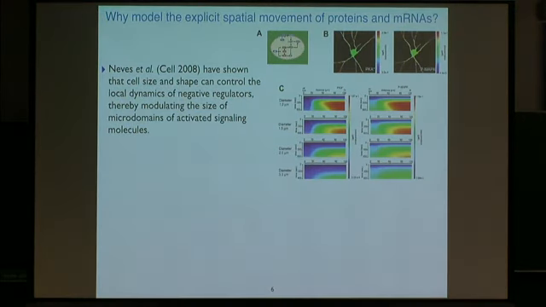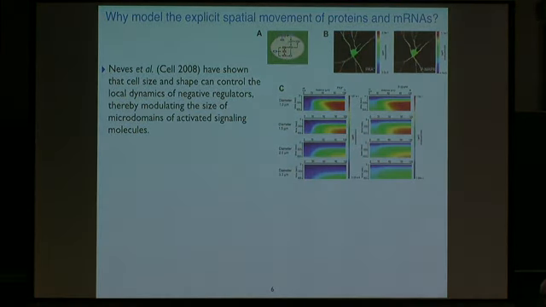Okay, so why care about this spatial movement? Can we just account for everything with non-spatial models? Why actually try to take this into account? Well, there have been some examples that have shown that diffusion can be very important and play a key role. I don't have time to go into a lot of detail, so I'd suggest looking up some of these references. In particular, there's a very nice paper by Neves et al. from Cell that shows that when you have neurons, both the size and shape of your neuron can have a significant control on the dynamics of negative regulators out in dendrites.